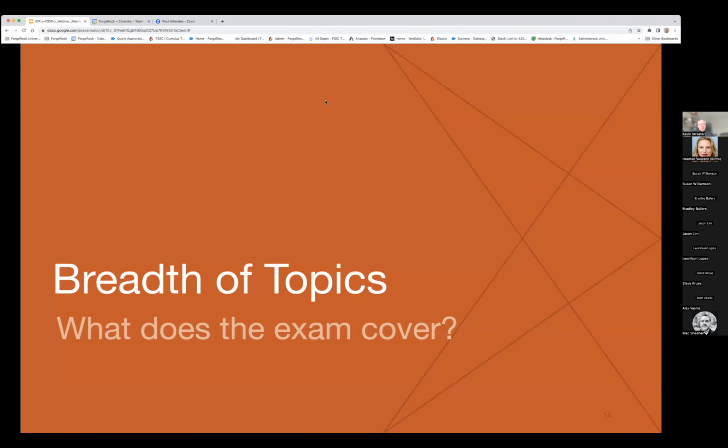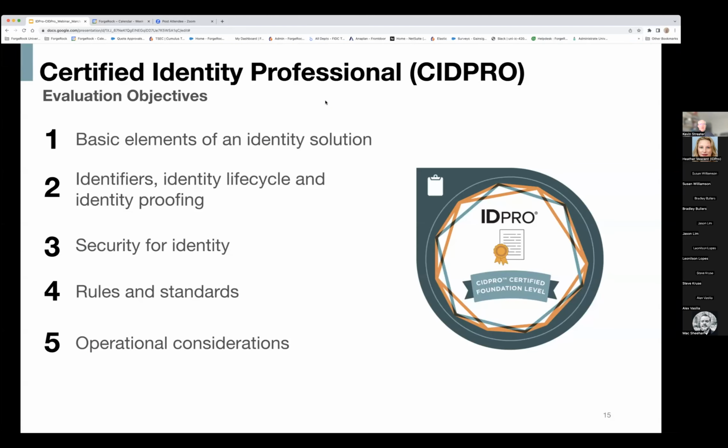So that's a bit of background to CIDPRO, but what do we actually cover? So there are 5 main elements of the CIDPRO certification. The first are the basic elements of an identity solution. So things like IDPs, you need to know what the key elements are when you're building identity. So looking at all of those core components and identifying what their role is, how they work together, so that you know how an identity solution can be structured.